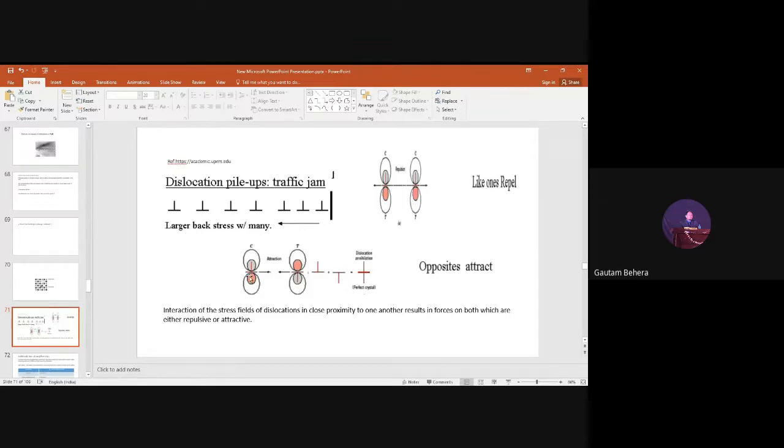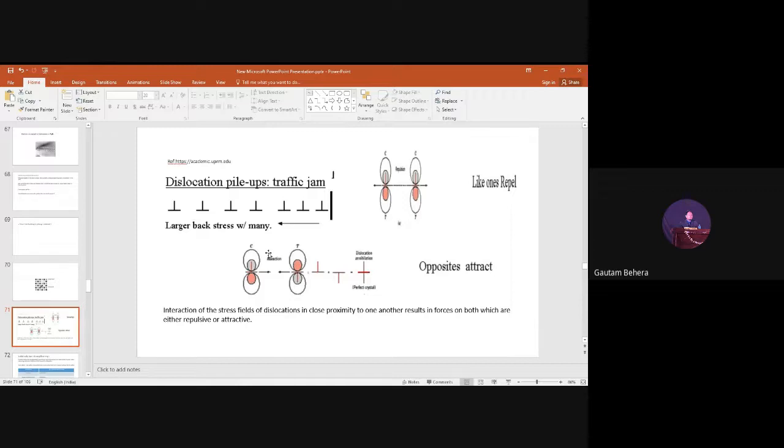So you should see that this is an inverted T, this is a T. So these are opposite dislocations. The sign of this dislocation and this dislocation is opposite, so they are attracting each other. Why are they attracting each other? Due to opposite fields, yes. The top of this dislocation is a compression field and the top of this dislocation is a tension field. So a compression field and a tension field will attract each other because they want to nullify each other, right?